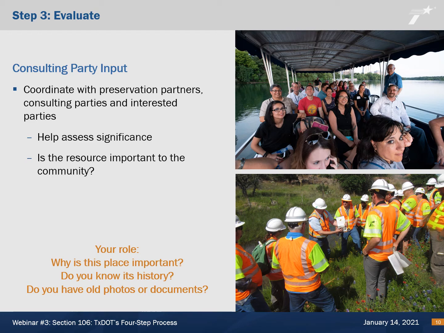If a property does not qualify for the National Register, the Section 106 process is complete, and we can proceed with the project as planned. If our team determines a cultural resource does meet the National Register requirements, the Section 106 process continues.